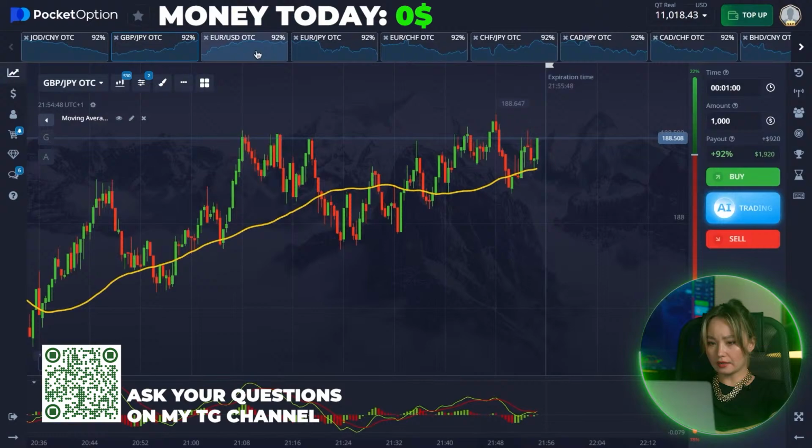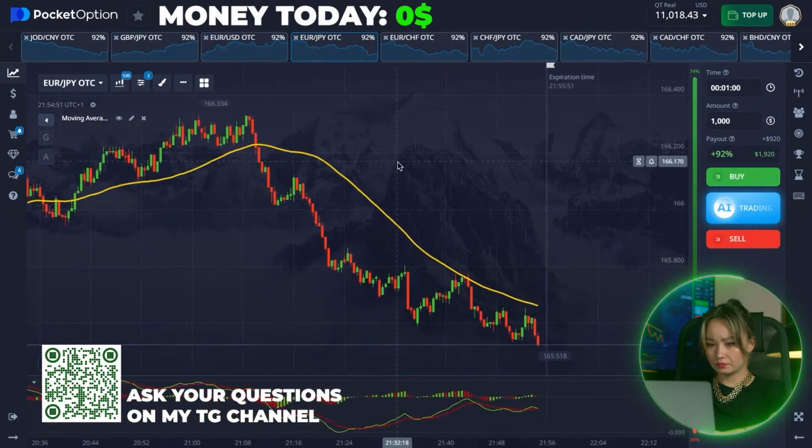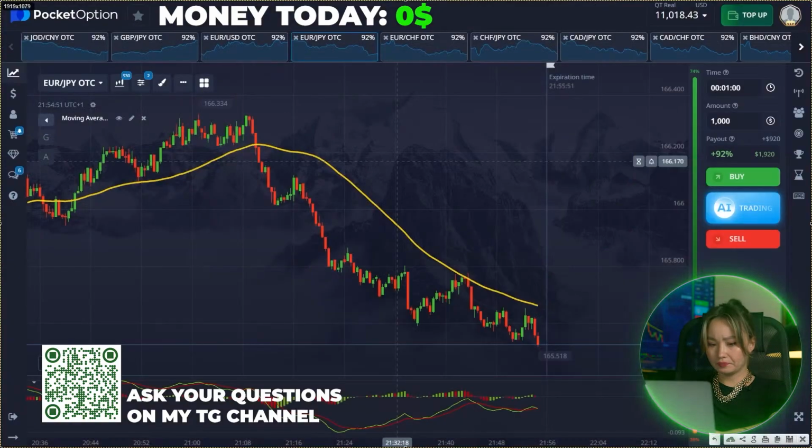Let's find a good setup. Here, let me draw. Okay, we need to see a touch with our moving average. In short, the MA indicates optimal points from which the price is likely to continue its usual movement. In this case, it's downward. We check the MACD.